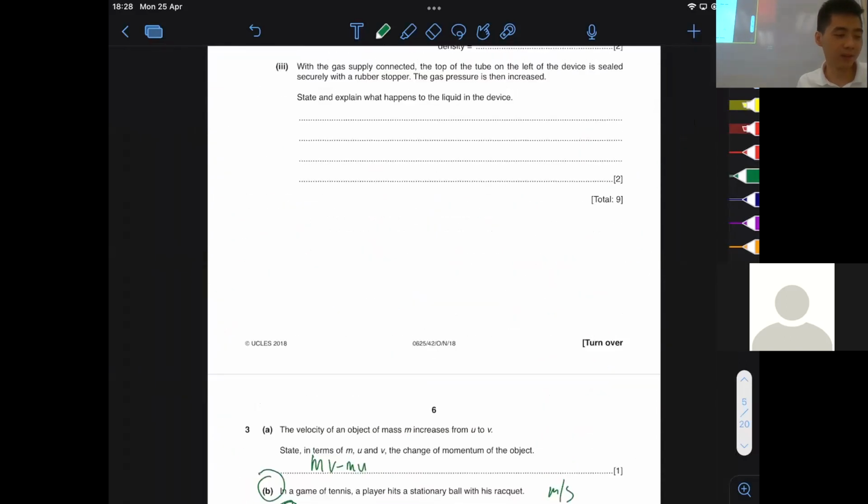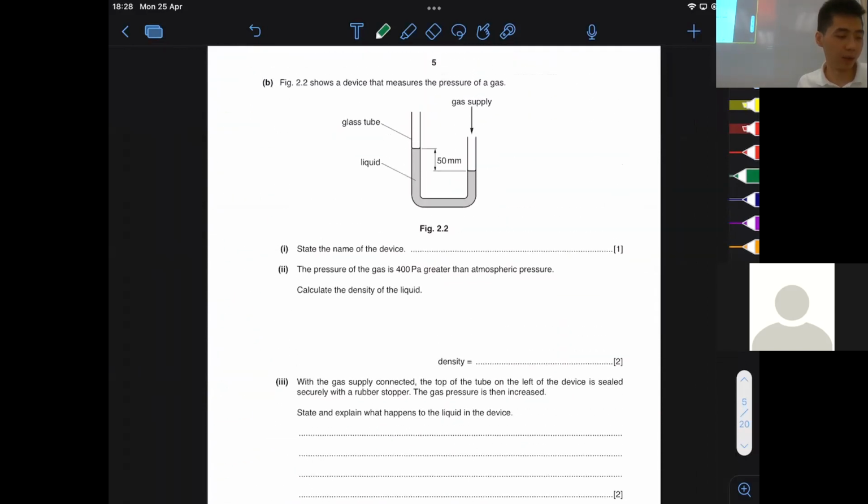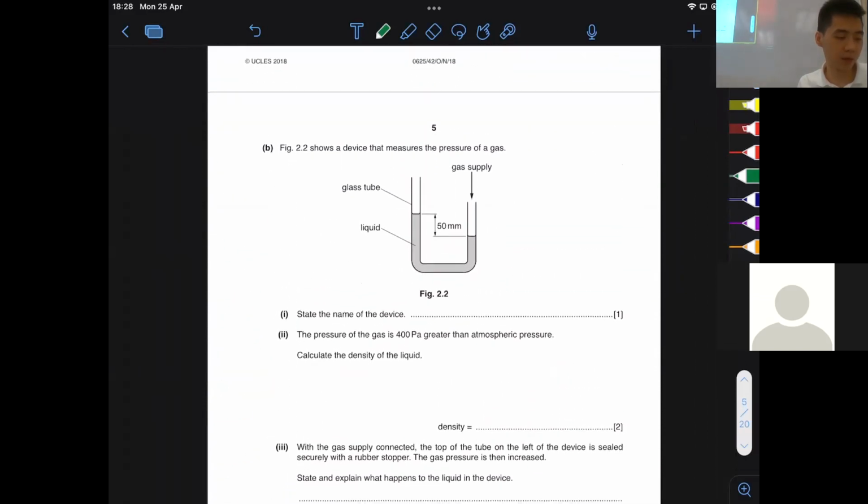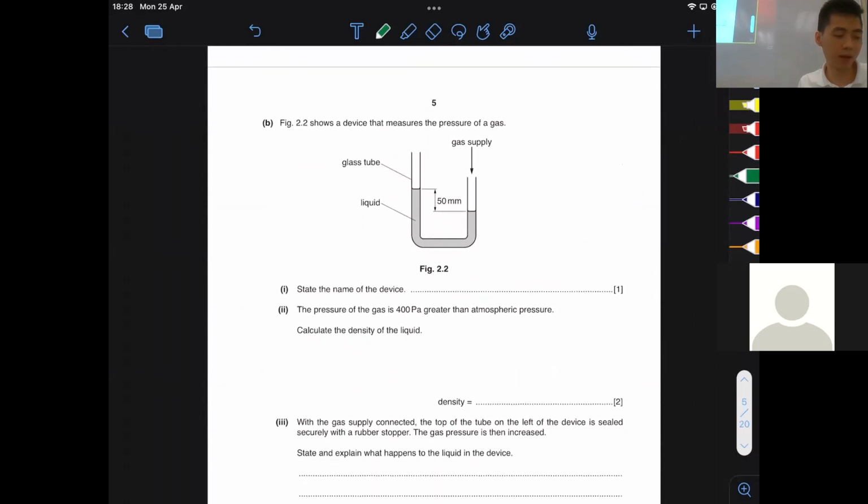Okay, and then what do you want to do? This one, the calculation part. The pressure of gas is 400 pascals greater than the atmospheric pressure. What does this statement mean to you? Where is this 400 pascal? I give you 3 options. Is the 400 pascals here, is the 400 pascals here, or is the 400 pascals here? Which one? Number 1, number 2, or number 3? 1. Why?